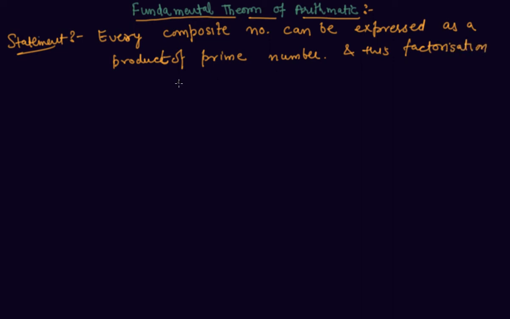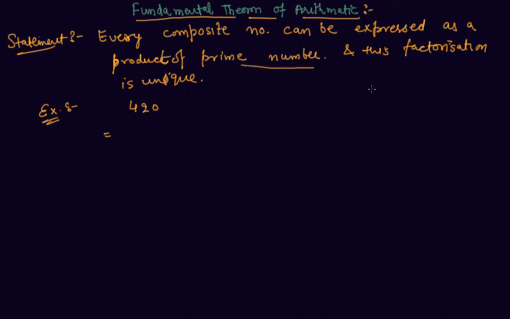Nobody is going to ask you the statement of the fundamental theorem of arithmetic. I am writing it only to give you a clear idea of what this theorem states. Let me give you an example of what this theorem means. Let us say the composite number is 120. This theorem states that every composite number can be expressed as a product of prime numbers.